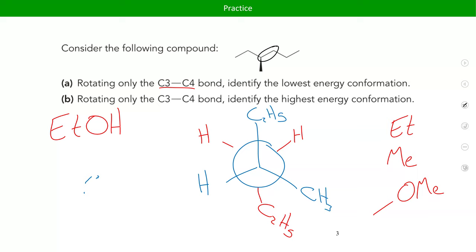And you don't see that as much with anything larger than an ethyl. Occasionally for propyl you'll see Pr, but once you start getting to that point, then you just use the condensed structure, because you want to show more information. All right, so if this is our Newman projection, what's going to be the lowest energy conformation that we could have?